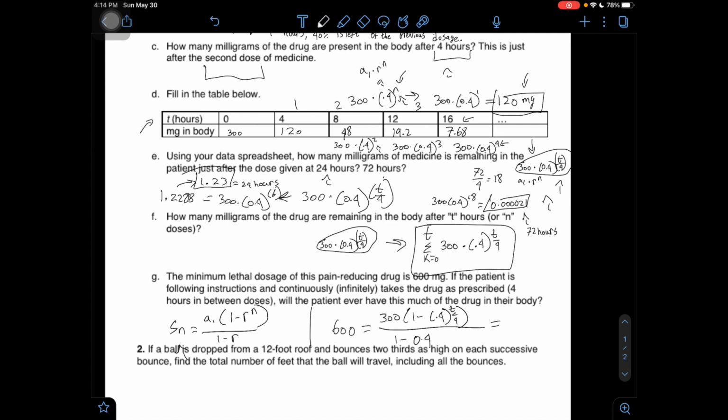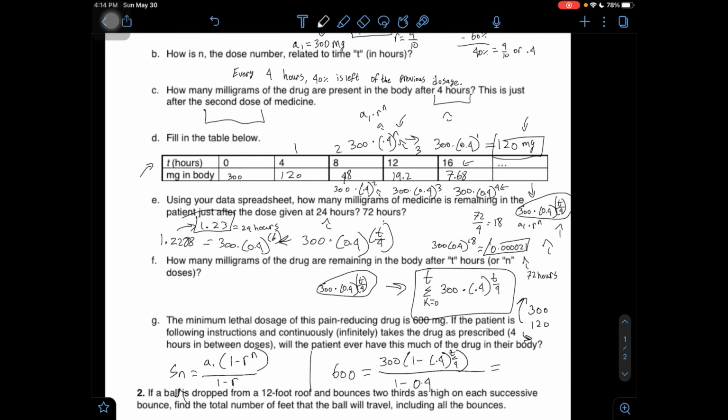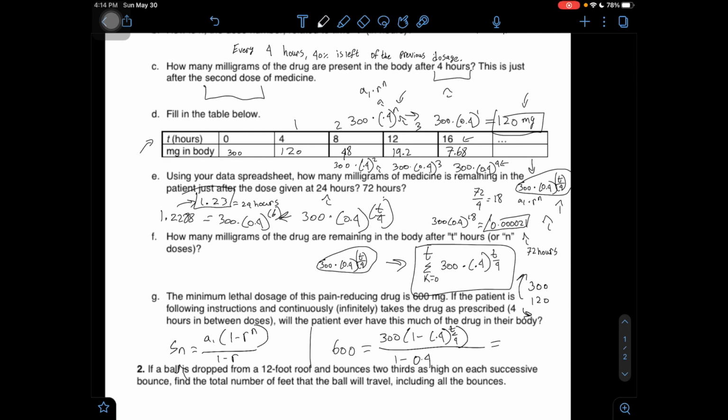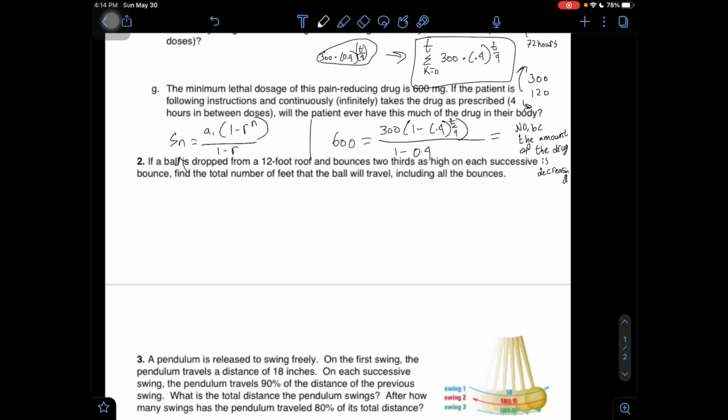It doesn't make sense, because if we have 300 and we're going to 120 after 4 hours, we're not going up, we're going down, meaning that we can never have 600. So you can just write for this one, no, because the amount of the drug is decreasing. Okay, now let's go ahead and go to number 2.